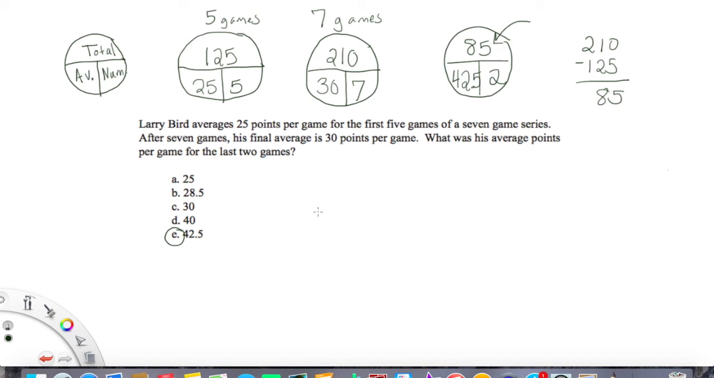Okay, use the total average number charts to help you organize information so that you can solve difficult problems that deal with averages.